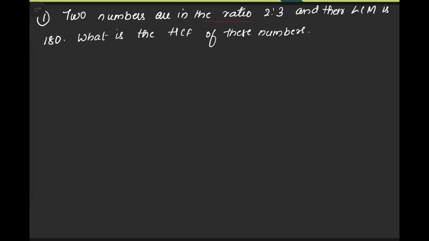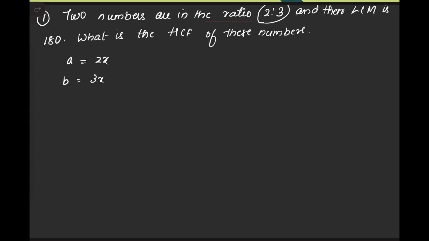So we have the ratio given for two numbers. Let the first number be A and the second number be B. The ratio is given as 2:3, so we can write the first number as 2x and the second number as 3x, as x is the common ratio over here.